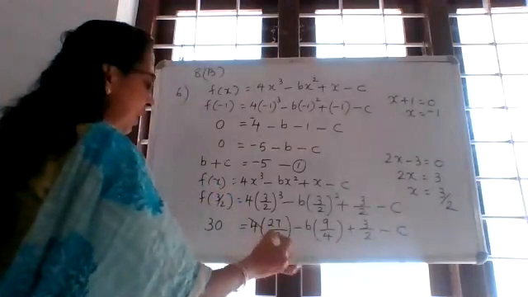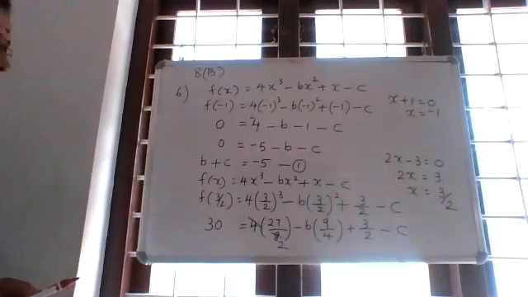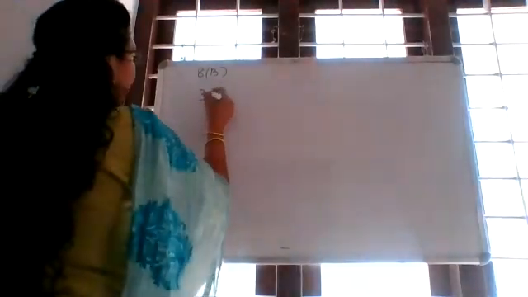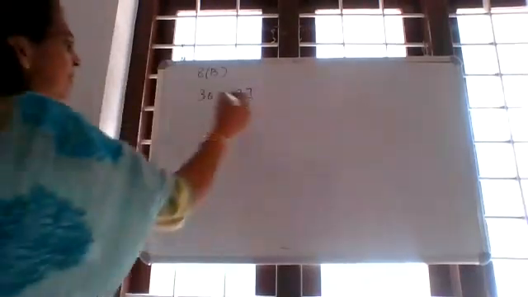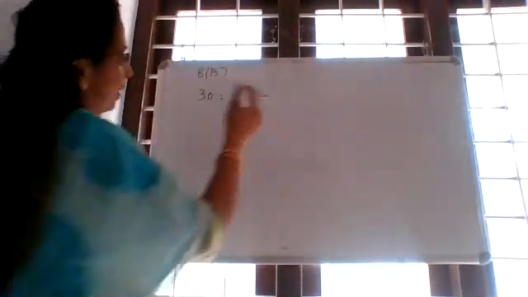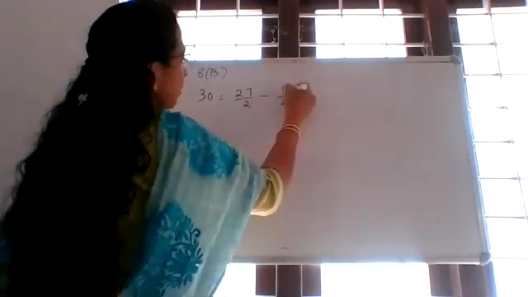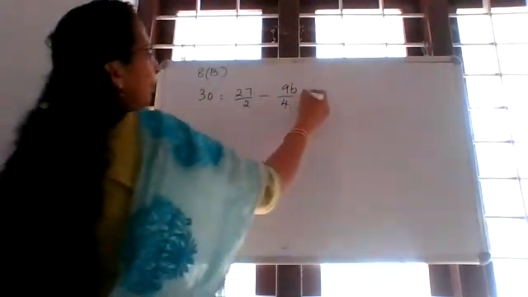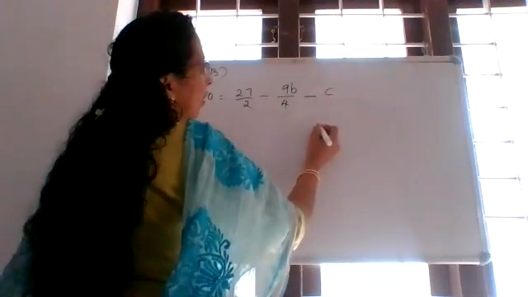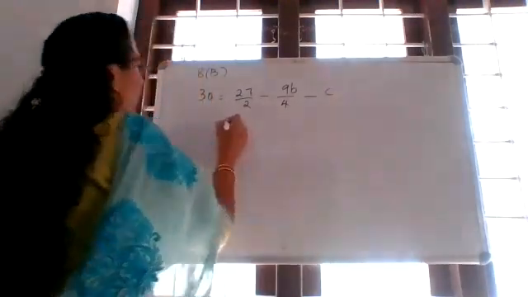You can cancel this 4 and 8 two times. 27/2. Then 13 is equal to 27/2, minus b into 9/4, numerator 9b. Then next, plus 3/2, minus c.